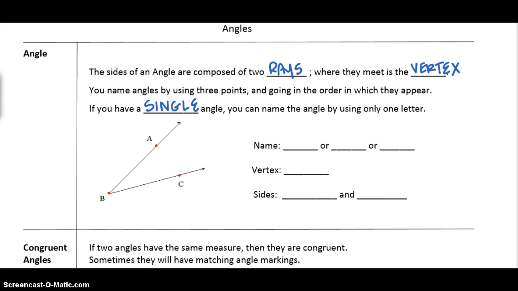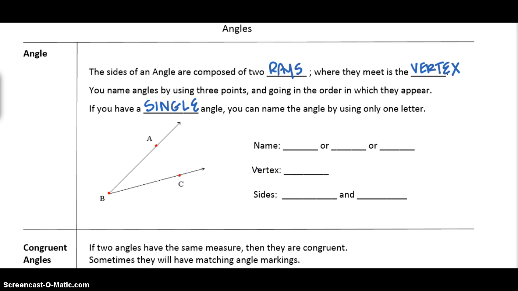Now I'm going to write something on the screen real quick, and I do not want you to write it, so just bear with me here. Let's say that I had like this going on, okay? If I have this going on, you couldn't just call this angle B. And the reason why you couldn't just call this angle B is because how would I know if this is angle B or this is angle B? See how there's two angles there? So let me erase this. But in this case, what we have right here is just one single angle.